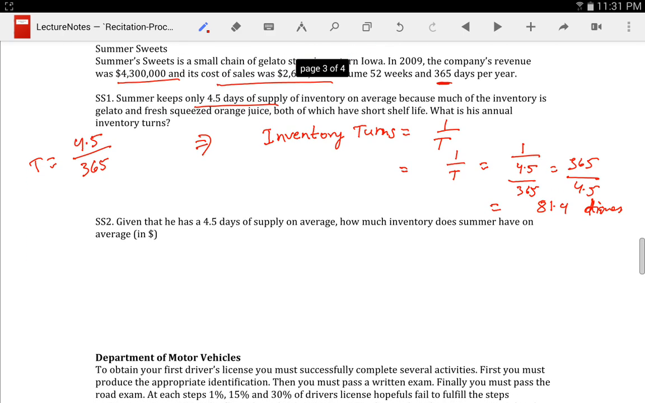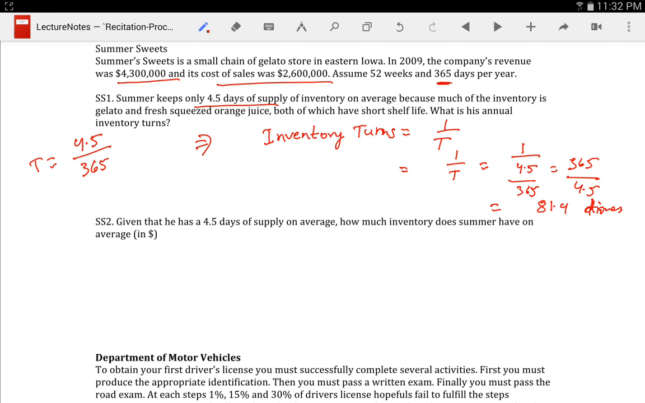The next question says, given that he has a 4.5 days supply on average, how much inventory does Summer have on average in terms of dollars? Now, I like this idea because most of the little flow always focuses on flow rate and flow time. People never focus on inventory as something we might not know. But there are scenarios where you might not know how much inventory you have and you really want to know. In most of the cases, I understand why people think inventory is given. Because in any business, you want to know the inventory, just count it. Look at your computer, how much stuff you have on your shelf, that's your inventory.